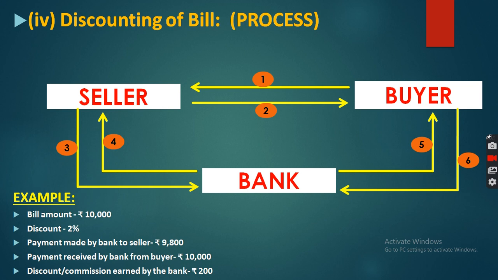Clear? How much will the bank pay the seller? The seller shows the bank a bill of how much? 10,000 rupees. So the bank charges 2% discount or commission. That will be considered as income for the bank. And after deducting the discount of 2%, how much will the bank pay the seller?